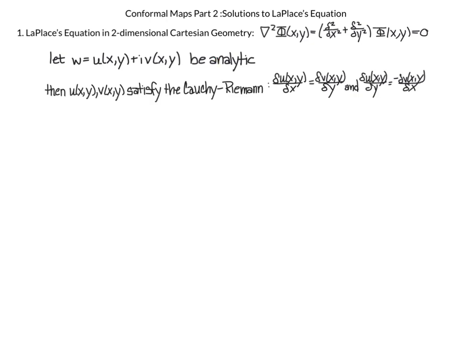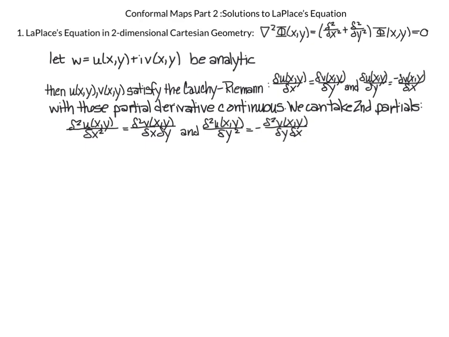Because it is analytic, it should satisfy the Cauchy-Riemann conditions: the partial derivative of u with respect to x is equal to the partial derivative of v with respect to y, and the partial of u with respect to y is equal to negative partial of v with respect to x. Now, because u and v satisfy the Cauchy-Riemann conditions, these partial derivatives are continuous, so we can take the partial derivatives of these partial derivatives to get our second order partial derivatives. So for this equation first, let's take the partial derivative of this left-hand side, and that will give us the second partial derivative of u of x, y. I'm taking it with respect to x, and then with respect to x a second time.